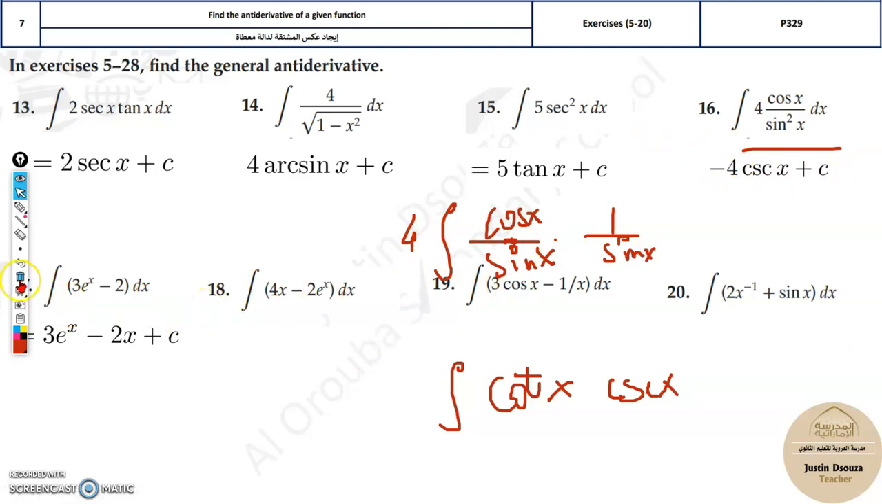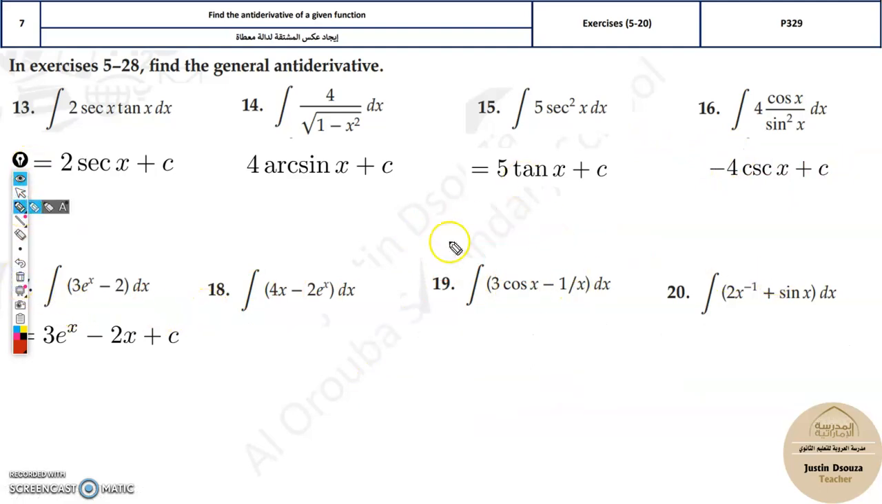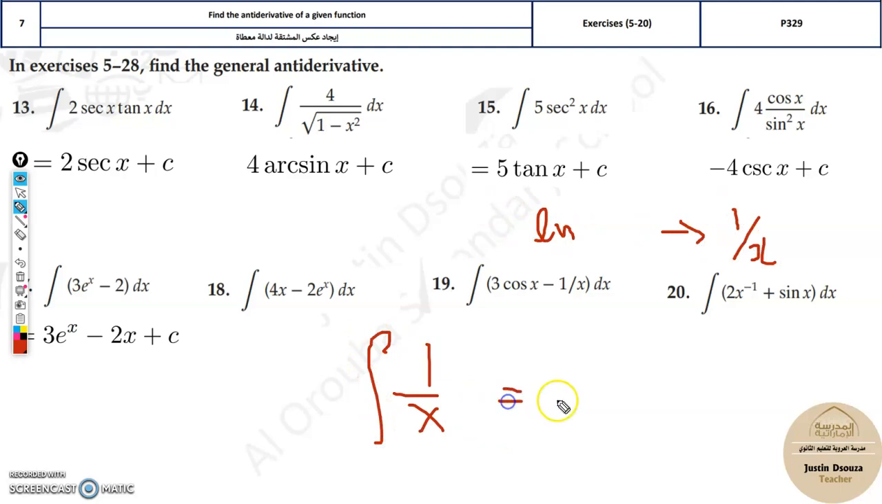And now, okay, there is one more formula which you must remember. Imagine I have 1 by x. What is the answer? If you recall, the natural logarithm derivative was 1 by x. So the integral of 1 by x is ln x, or natural log. This is pronounced in different ways. Ln or natural logarithm is the exact term.